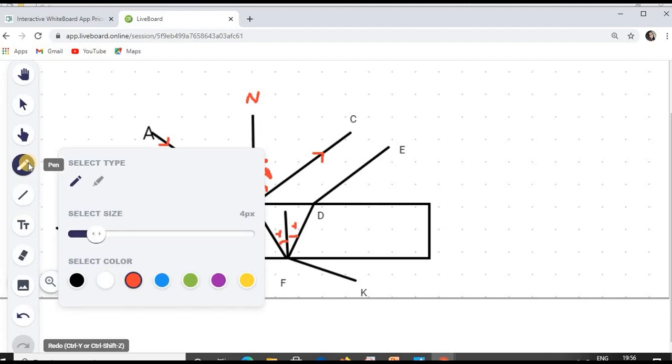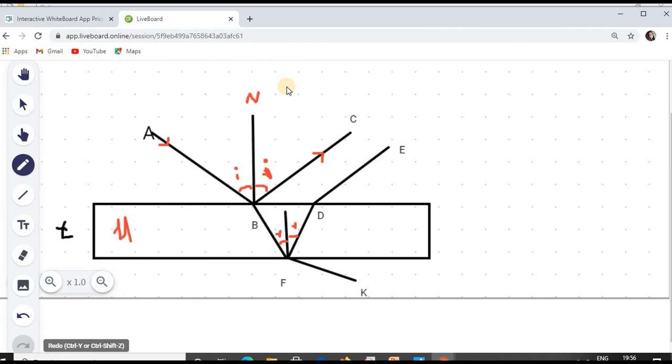Now we'll discuss what the path difference is. Suppose I draw a perpendicular from D to meet the line BC at a point H. Now I can say this path length HC is approximately equal to DE.